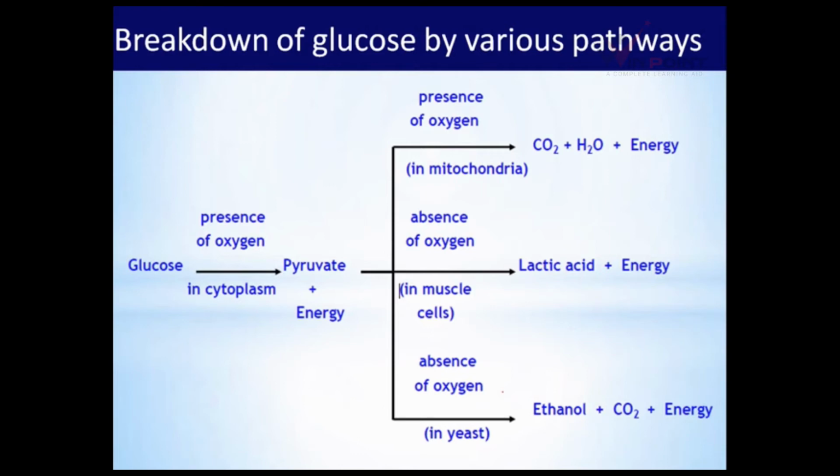Now the breakdown of glucose by various pathways. Glucose in the presence of oxygen in the cytoplasm of the cell breaks down to form pyruvate and energy is released. Now this pyruvate in the presence of oxygen in the mitochondria of the cell gives carbon dioxide, water and energy. That is aerobic respiration. Whereas anaerobic respiration, that is in the absence of oxygen, in the muscle cells gives lactic acid and energy. Again, in the absence of oxygen in yeast cell it gives ethanol, carbon dioxide and energy.